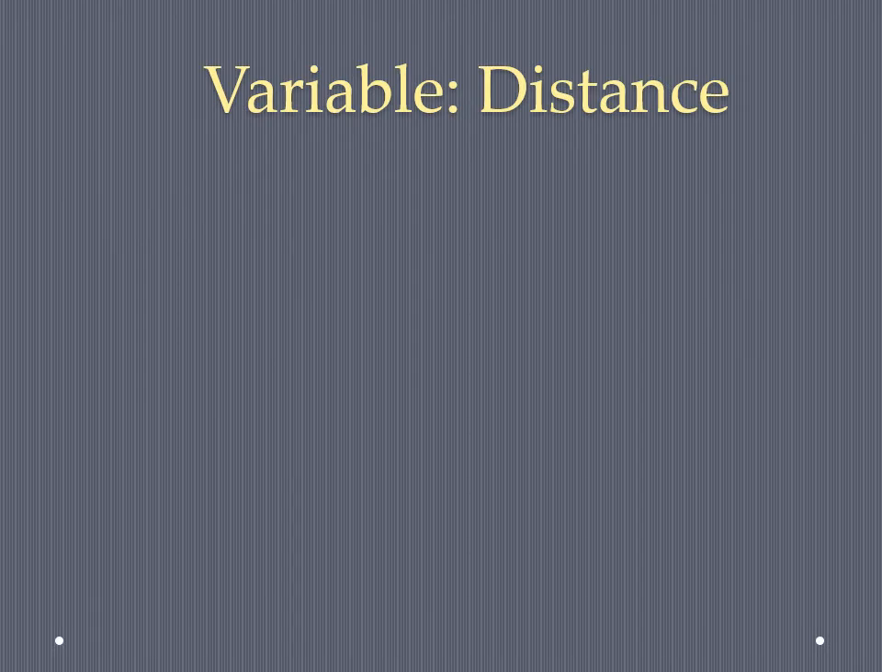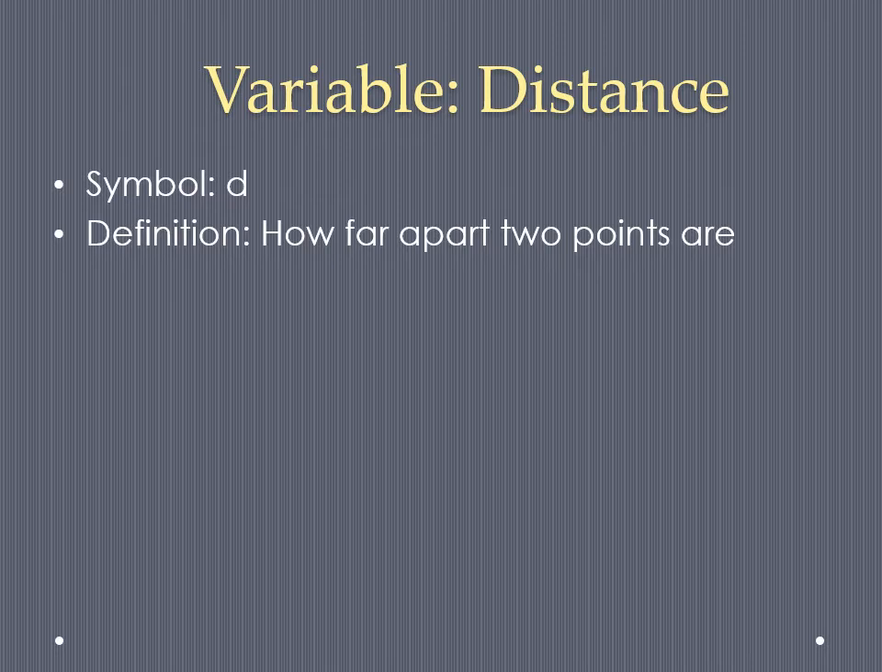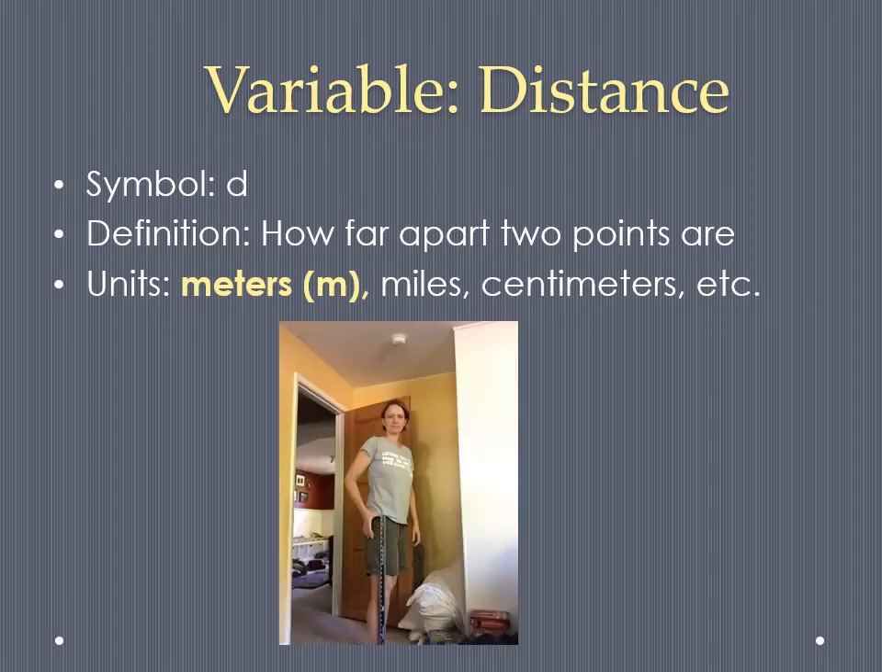The second variable for this class is distance. Again, the symbol is a very logical lowercase d, which you can write if you don't want to write that whole word. The definition of distance is how far apart 2 points are in space. And the units for distance, there's a variety of units.